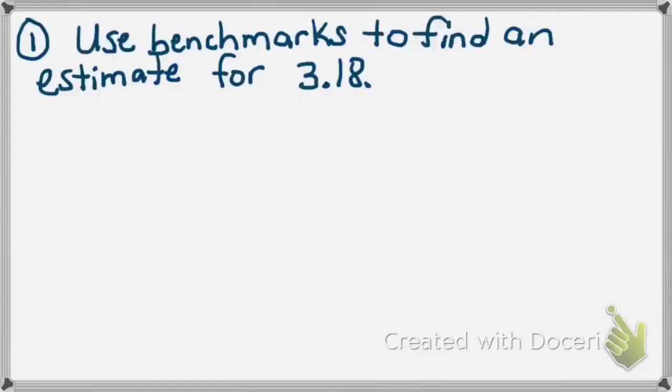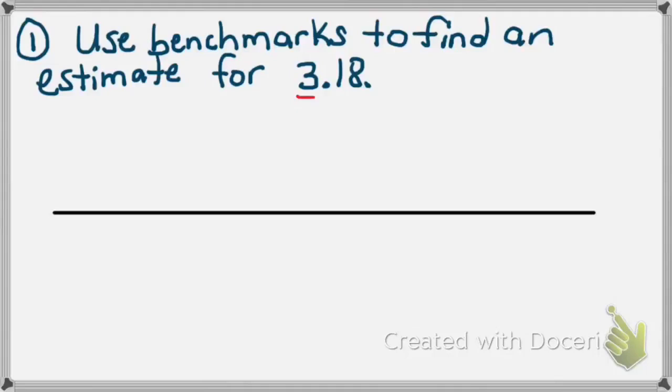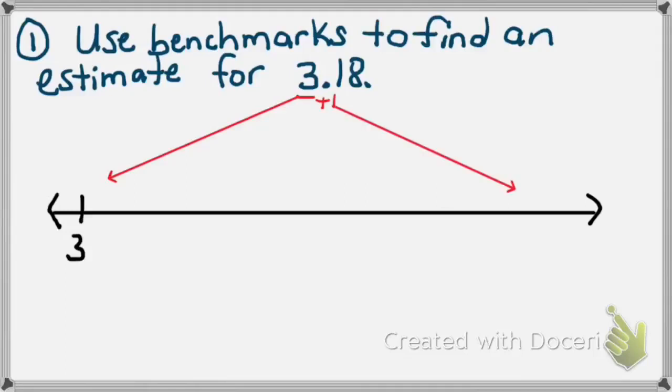So now that we know how to find the benchmarks between any two whole numbers, let's take a look at example number 1 for a simple benchmark estimate. Number 1 says, use benchmarks to find an estimate for 3 and 18/100ths. So I'll find my whole number, which is a 3. That's going to be my lower of the numbers. I will draw a number line. My low number is 3. I add 1 to that for the next number, like when I count what comes after 3, 4. And that would be my high number, which is my 4.